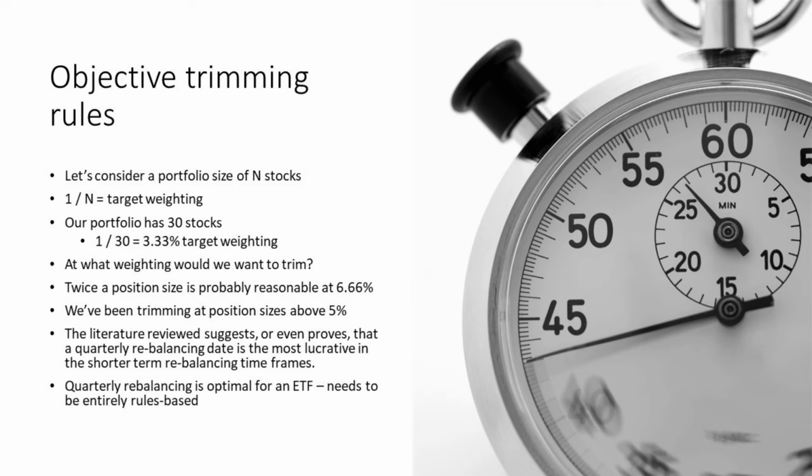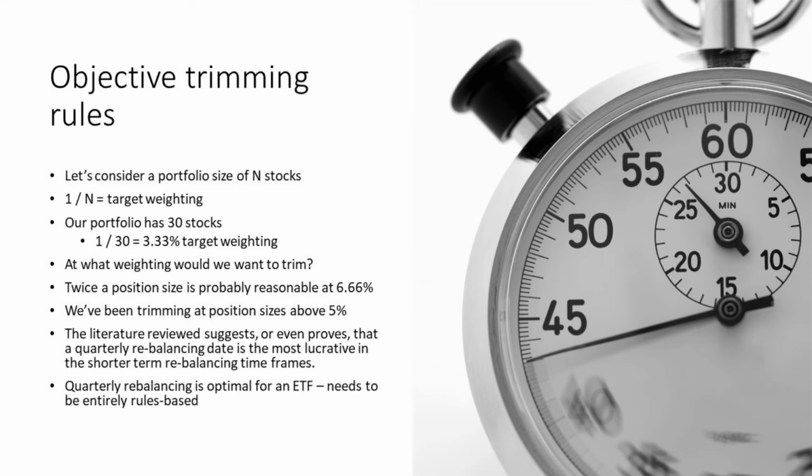Well, I just looked at the portfolio right before this video, and I see that one of our holdings is at 5.1%. So we've been trimming, and that probably wouldn't result in any action, but let's say it starts to get into 5.5 or up. We'll probably then start trimming that. We have in the past. You could make that objective and say, well, if it's twice a position size, that's probably reasonable. You wouldn't want anything to get more than twice a position size, I think. So that would be 6.66% in our case.